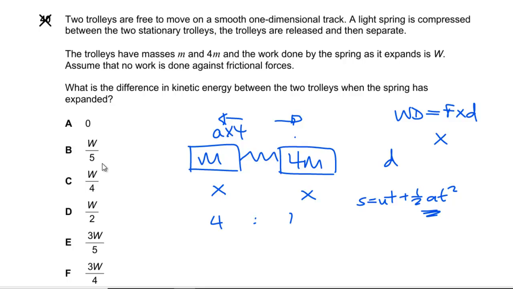And what do we want to do? The difference in the kinetic energy. So if we've got 4/5 to 1/5, the difference is going to be 3/5, which is E. Okay, that was quite a nice one to end on.